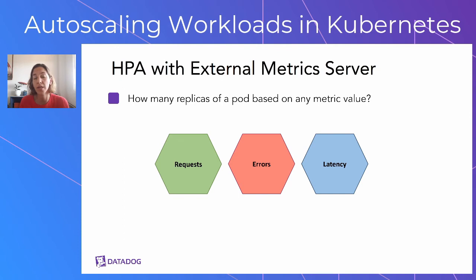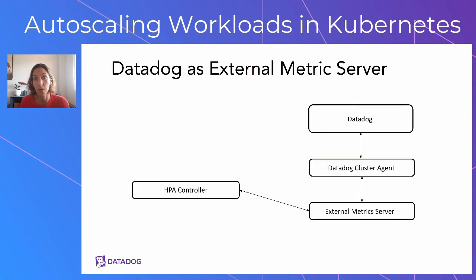And this is exactly what the HPA with external metric server or custom metrics tries to solve. How many replicas of a pod do I need based on basically any metric value? The external metric server is a specification that any metric provider can implement. And Datadog actually implements it through an agent called the Datadog cluster agent. So it gathers any metric that we have in Datadog and then exposes that metric as an external metric server that the HPA controller can understand and can drive those scaling events thanks to that.